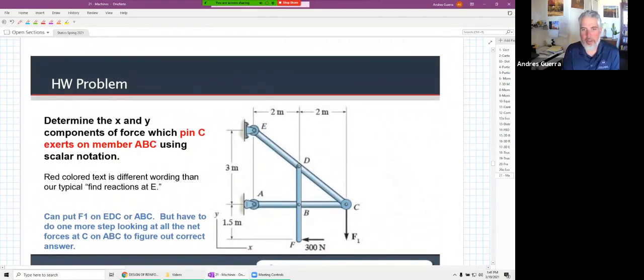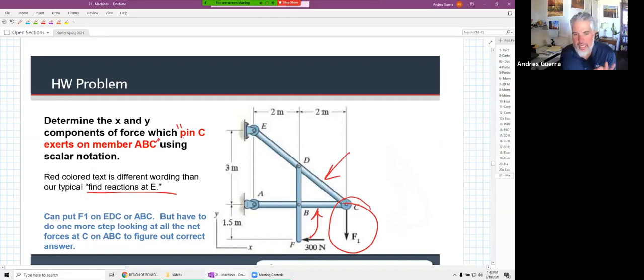Oh, and this is a homework problem. It's under the machines, but this is the thing that we talked about in the example we did today. This pin C exerts on member ABC. So the red colored text is different wording than our typical find the reactions at E. It's asking you for what it exerts on a member. So we can put this F1 on the FBD of this one, or we can put it on the FBD of this one. Then we got to do that one last step to look at all the net forces at C on ABC, to figure out the correct answer. So it's exactly the same thing that we just did in our example today.